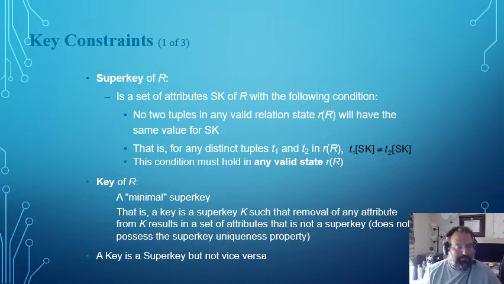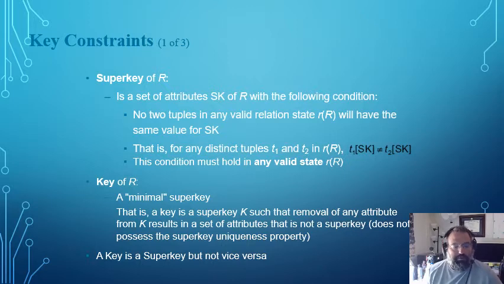Moving on to additional discussion of key constraints. A superkey of R is a set of attributes SK of R with the following condition: no two tuples in any valid relational state r(R) will have the same value for SK. That is, for any distinct tuples t1, t2 in r(R), t1[SK] cannot be equal to t2[SK]. This condition must hold in any valid state.